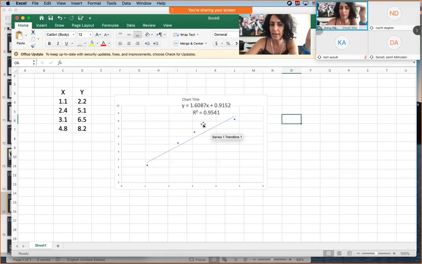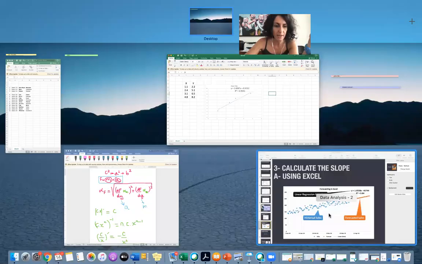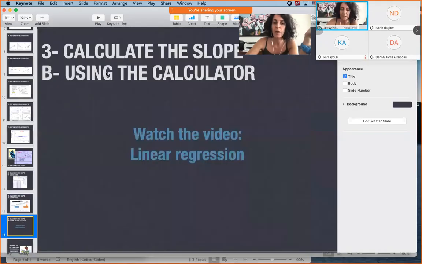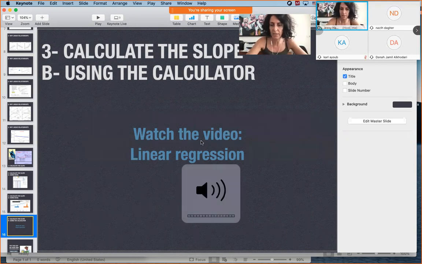So with Excel, you're one click away from writing the equation. Cool. Now I'm going to go to this slide. How do I use my scientific calculator to find the linear regression? I'm going to remove my earphones. I hope you can still hear me.